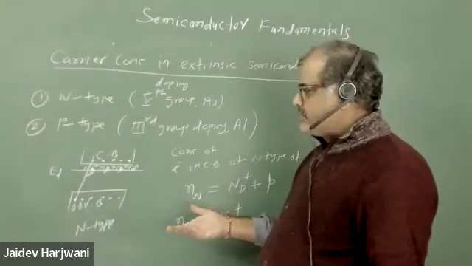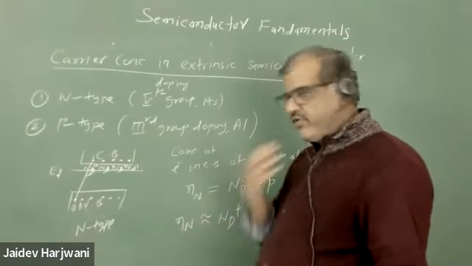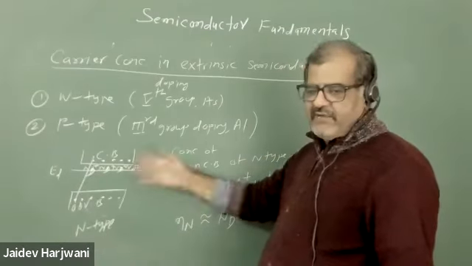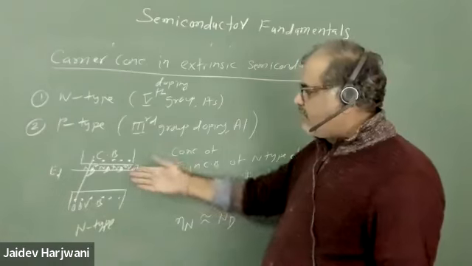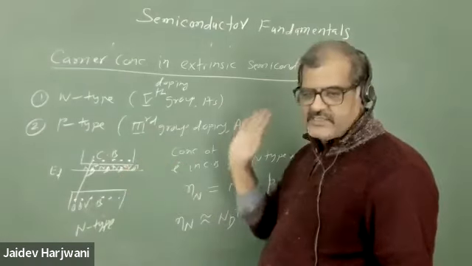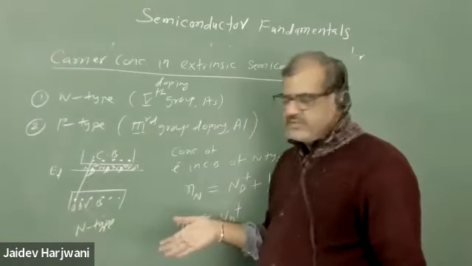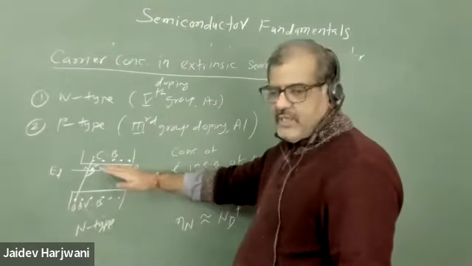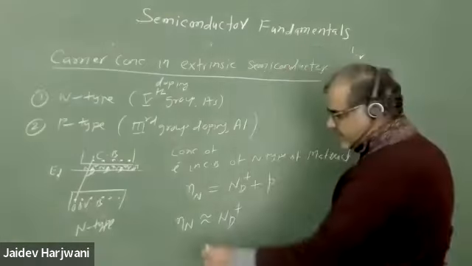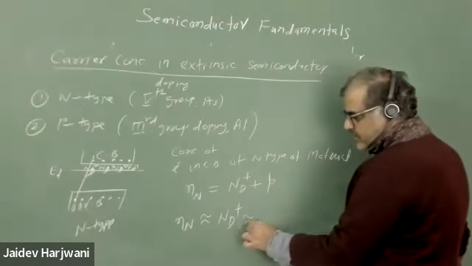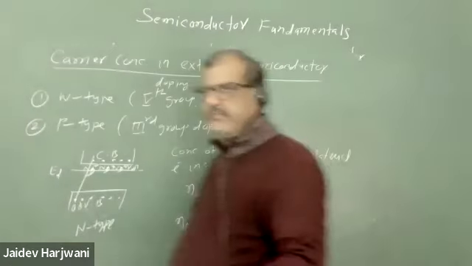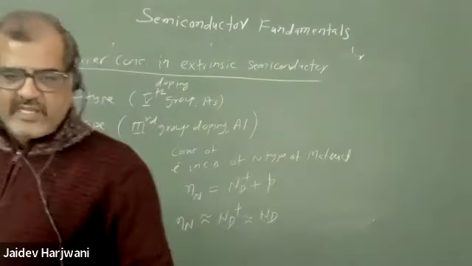Okay, so if I assume full ionization, which means above 100 Kelvin, room temperature, almost all atoms get ionized. So even at room temperature you can assume that all the atoms are ionized. So you can write my concentration of electrons is only due to Nd, how many atoms I am doping. So each atom will give you 1 electron.